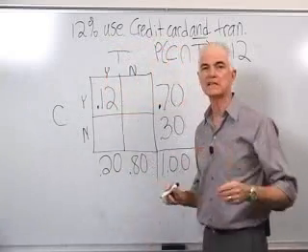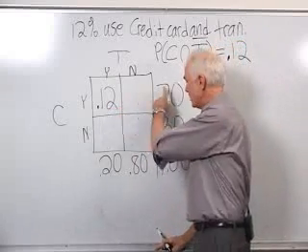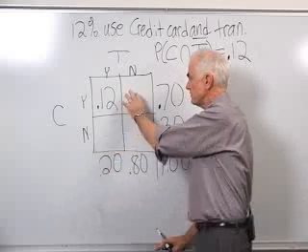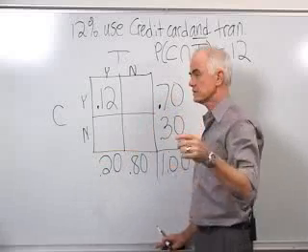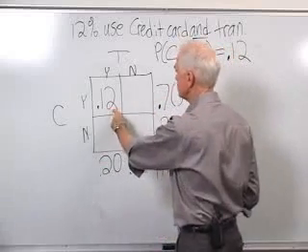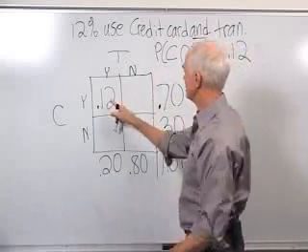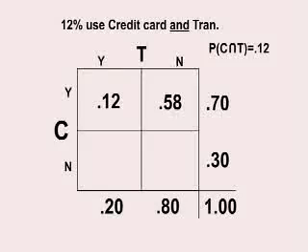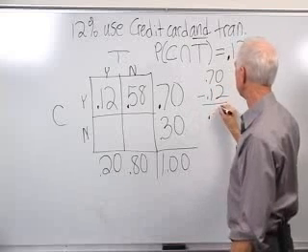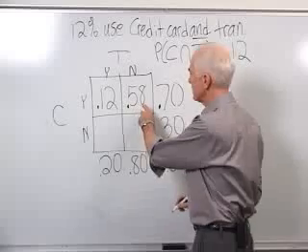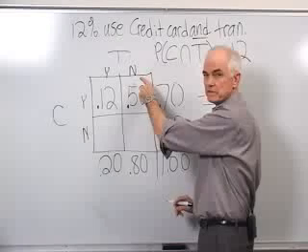This is very nice in the case of the 2x2 probability matrix, because once you get one of the numbers in here and you have all the marginal values here, you can fill in the rest of the cells by subtracting from the marginal totals. In other words, if 12% of the shoppers use credit cards and transportation and 70% use credit cards, then by subtracting these two, 0.70 minus 0.12 is 0.58. We've solved for this particular intersection, which is yes on credit card and no on public transportation.